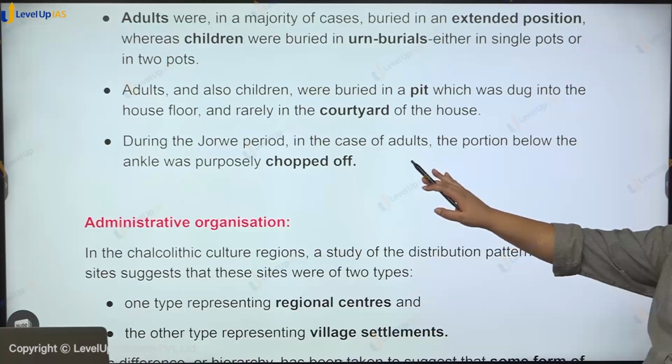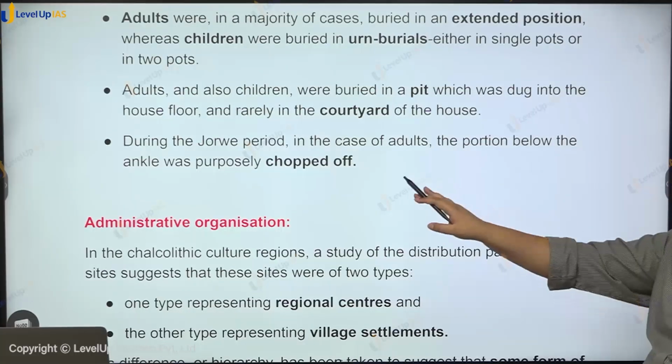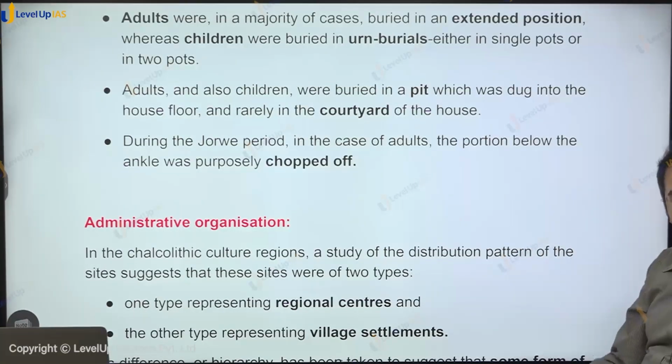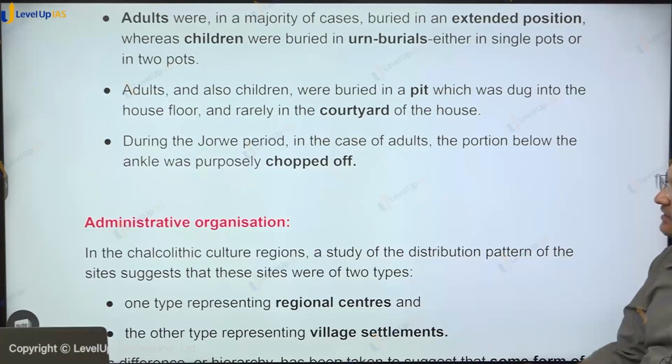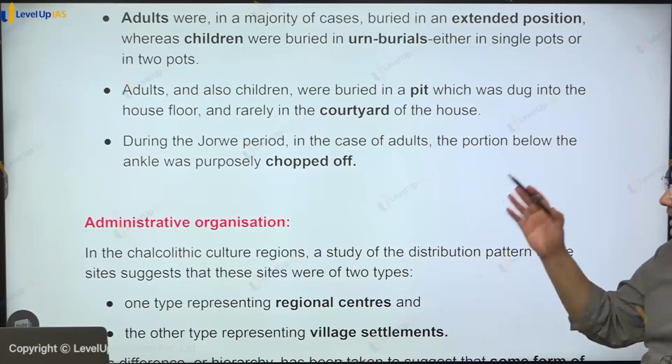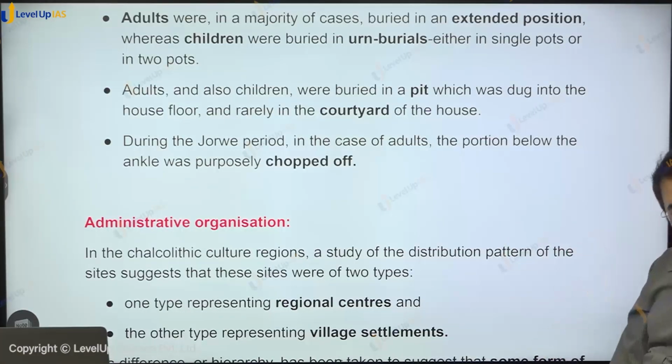Finally, during the Jorwe period, in the case of adults, the portion below the ankle was purposely chopped off. What does this indicate? कि सोचते थे कि भूत बन के उठ जाएंगे, अपनी ग्रेव से बाहर निकल जाएंगे, they will start chasing them. So the idea of evil spirits, ghosts, etc., that had also started to emerge.